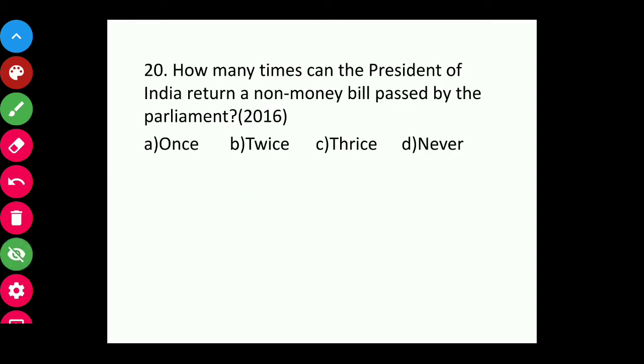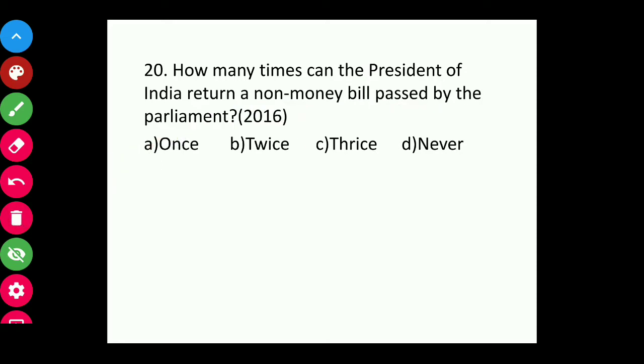Number 20. How many times can the President of India return a non-money bill passed by the Parliament? A. Once, B. twice, C. thrice, D. never. So the answer is once.